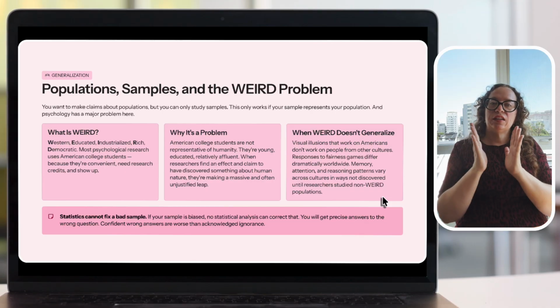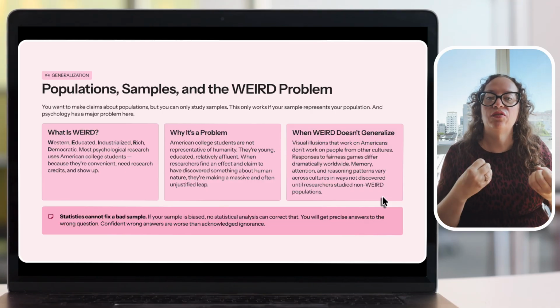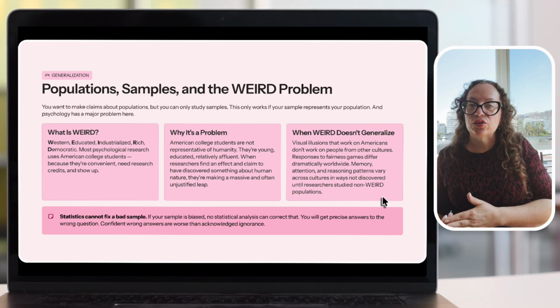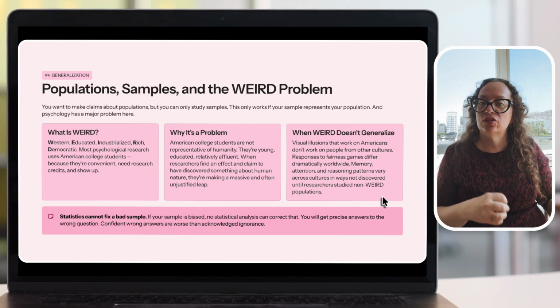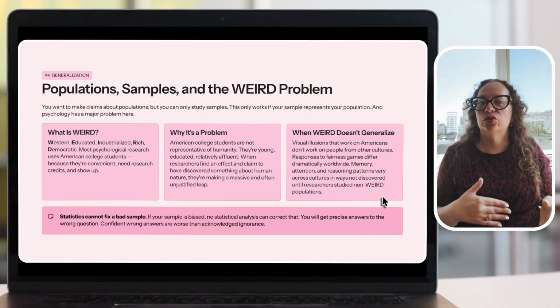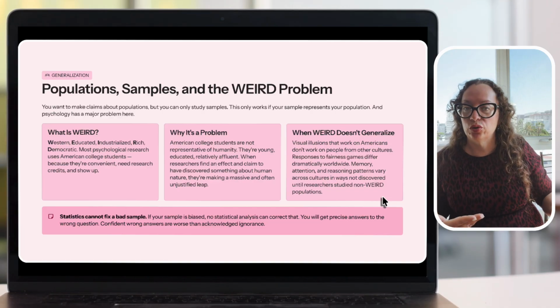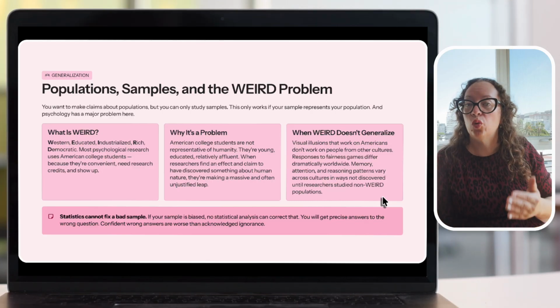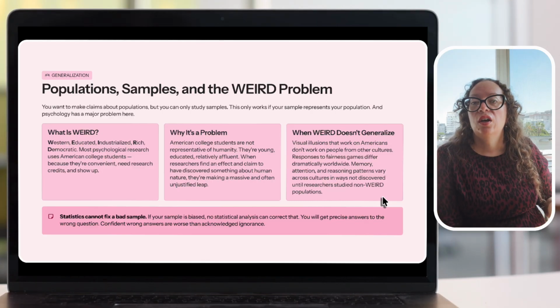So let me state this as clearly as I can. Statistics cannot fix a bad sample. If your sample is biased, if it systematically differs from your population, no statistical analysis can correct that. You will get precise answers to the wrong question. You'll draw confident conclusions about the wrong group. That's not an improvement over uncertainty. Confident wrong answers are worse than acknowledged ignorance.